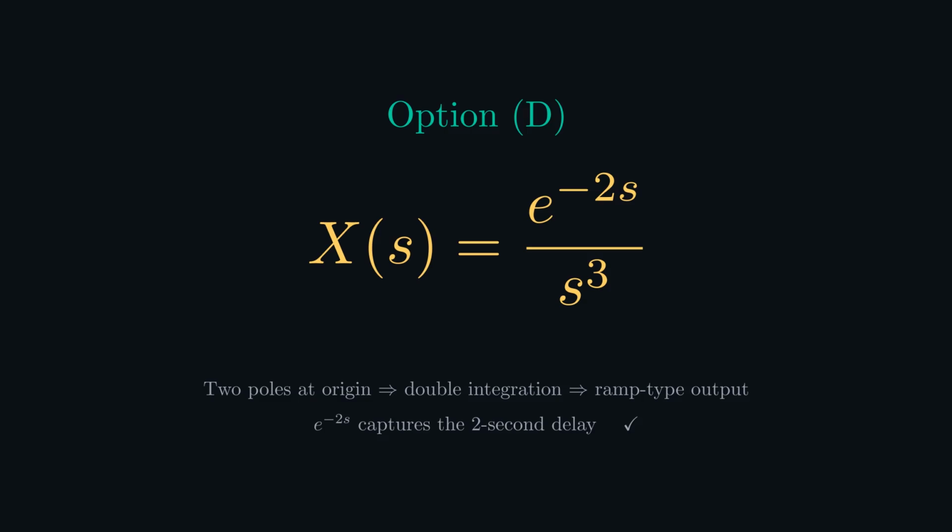Let us do a quick sanity check. 2 poles at the origin means double integration in time, consistent with a ramp-type output, which is exactly what convolution with t u of t produces. The e to the minus 2s captures the delay of 2 seconds from u of t minus 2. Everything checks out.